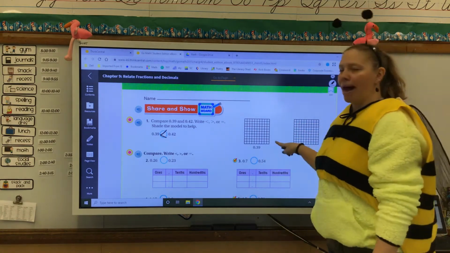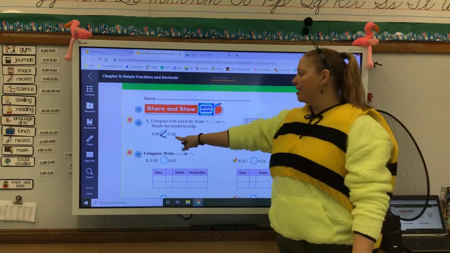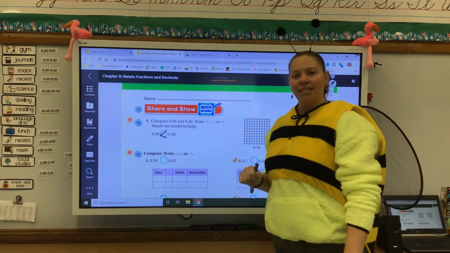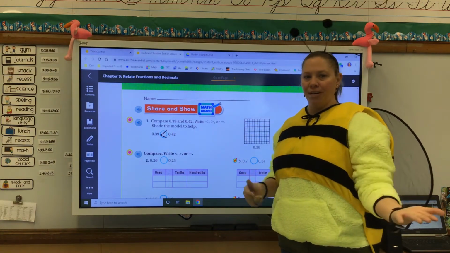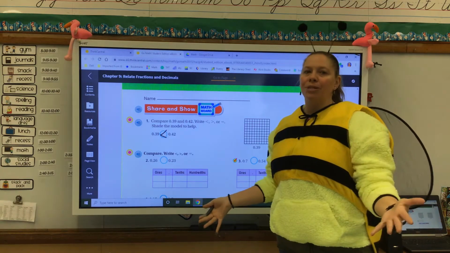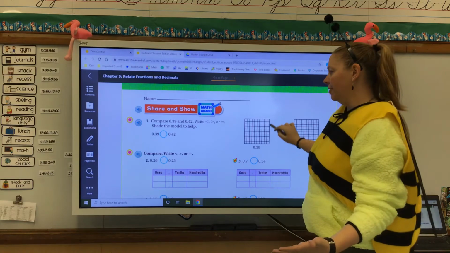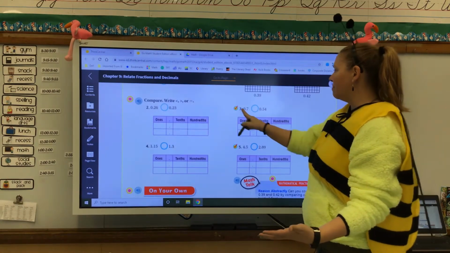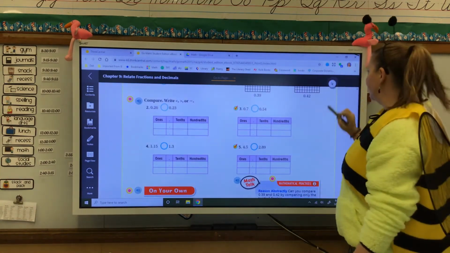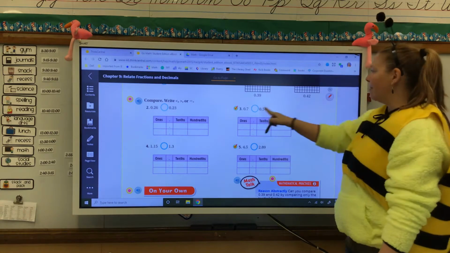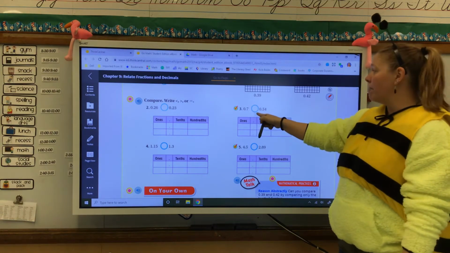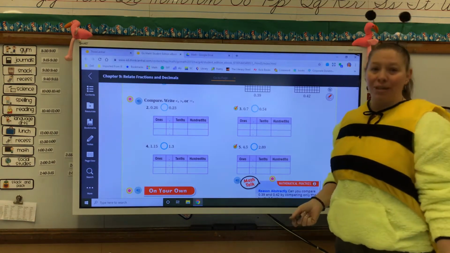Okay? They have a model for you, but if you can understand that if you just take away the 0 and the decimal point and you're just comparing 39 and 42, you're going to breeze right through this assignment. The trickiest part for you is going to be like for number 3, for example. They have 7/10 compared to 54 hundredths.